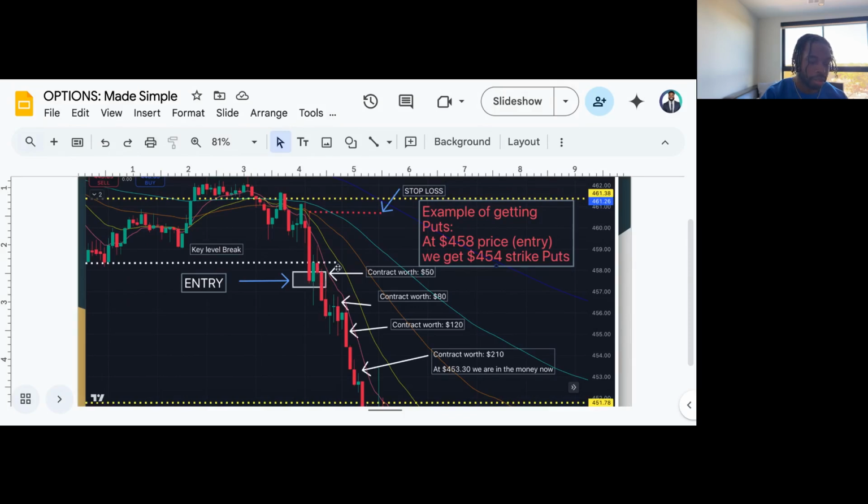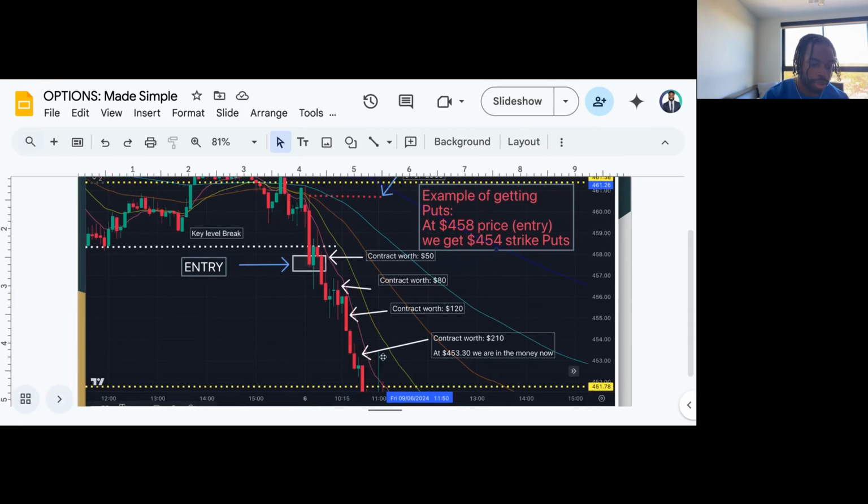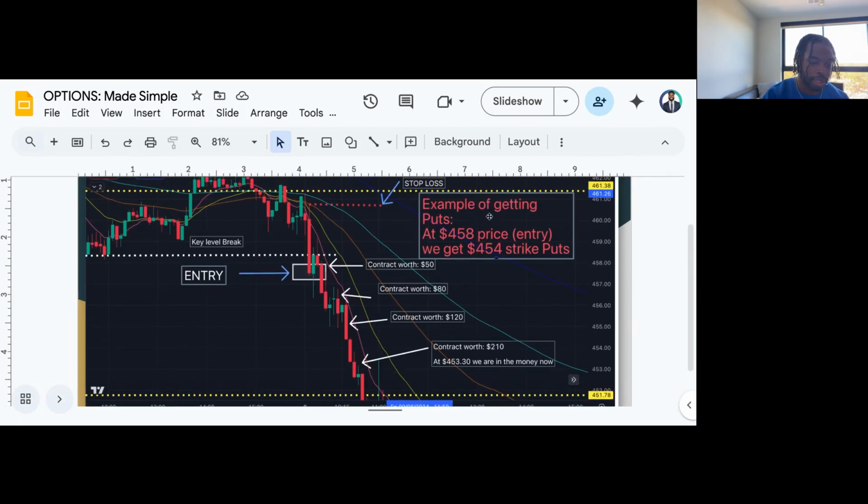Contracts were worth $50 here, and then once we moved down, now they're worth $80. Then we moved down, they were worth 120, and then we moved down here, they're worth $210 per contract. So this is an example of getting puts at 458, and we got the 454 strike puts. The contract was worth $50, and then as we get closer and closer, we increase in price. Once we actually get below 454, because we got 454 strike puts, we get a lot of intrinsic value added as well.